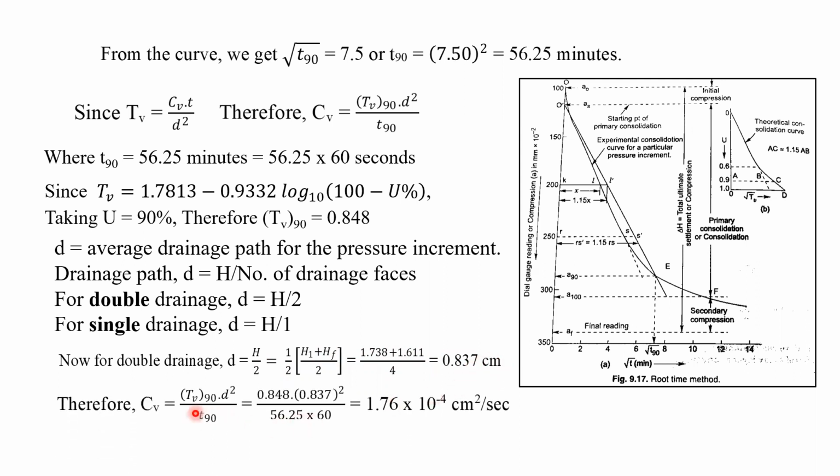Okay. So CV, the coefficient of consolidation, we can calculate by this formula, which will be equal to 1.76 into 10 power minus 4 cm square per second. So this is the example which I have given you, that how we can calculate the coefficient of consolidation using the experimental graph, right?